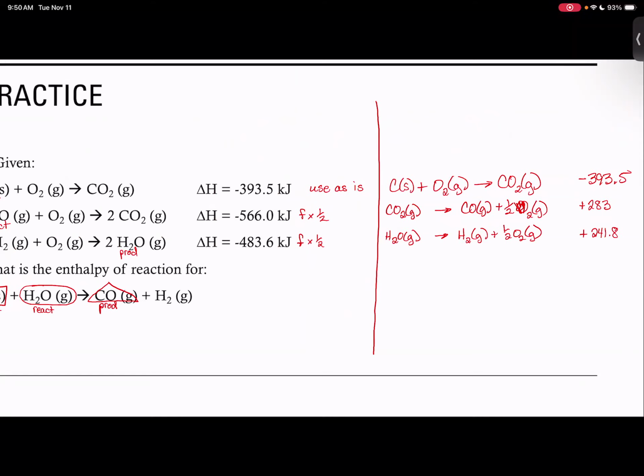Now I'm going to use Hess's law. First, let's get the equation. So basically what you're going to do is start to combine the things on the left-hand side. I see I have carbon solid, plus oxygen gas, plus CO2 gas, plus water gas.